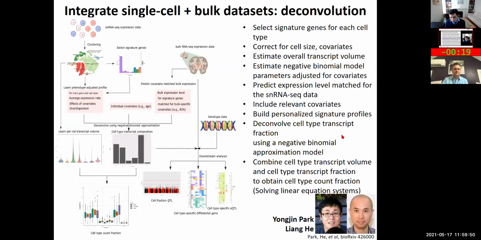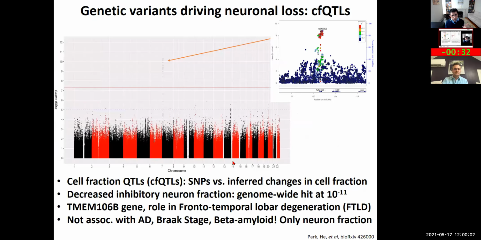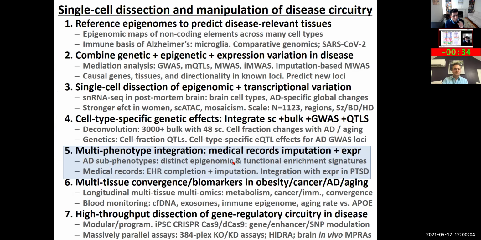In a paper that we just posted in bioRxiv a few weeks ago, we've basically dissected the QTLs at single-cell resolution through global expansion and deconvolution of 3,000 brain samples. And again, pointing to microglia as the causal cell type.